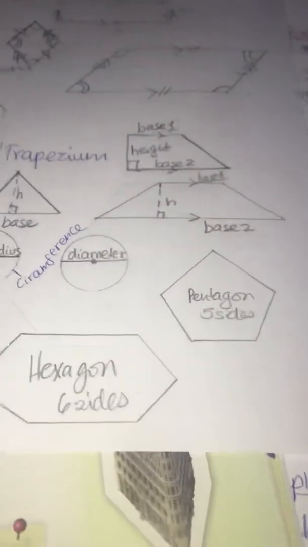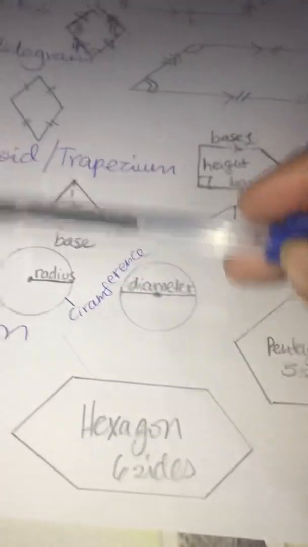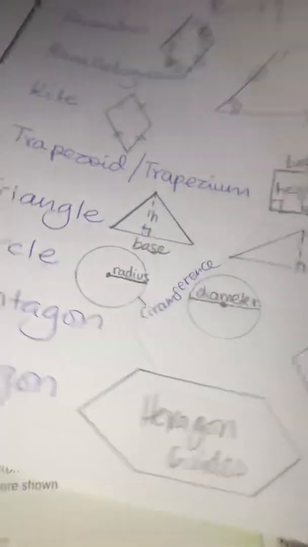Then you have a pentagon. It has 5 sides. And then you have a hexagon. It has 6 sides. Okay? So, you need to know these so that it will help you when you're drawing these 3-dimensional figures. Okay? So now let's discover what is a 3-dimensional figure.